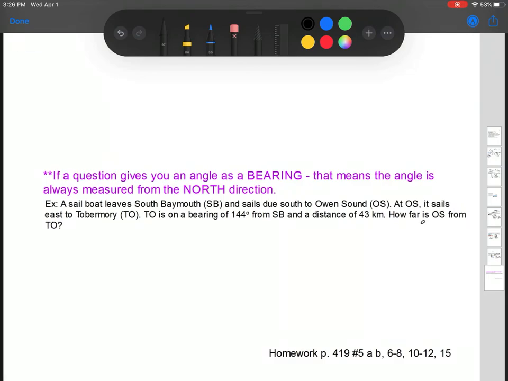Okay, so if a question gives you an angle as a bearing, so it says as a bearing of 144 degrees, that seems weird because our right angle triangles cannot have angles that big, right? But it means the angle is always measured from the north direction. So if you think about a compass rose, north, east, south, west, never eat shredded wheat, then that can help you figure out the directions.